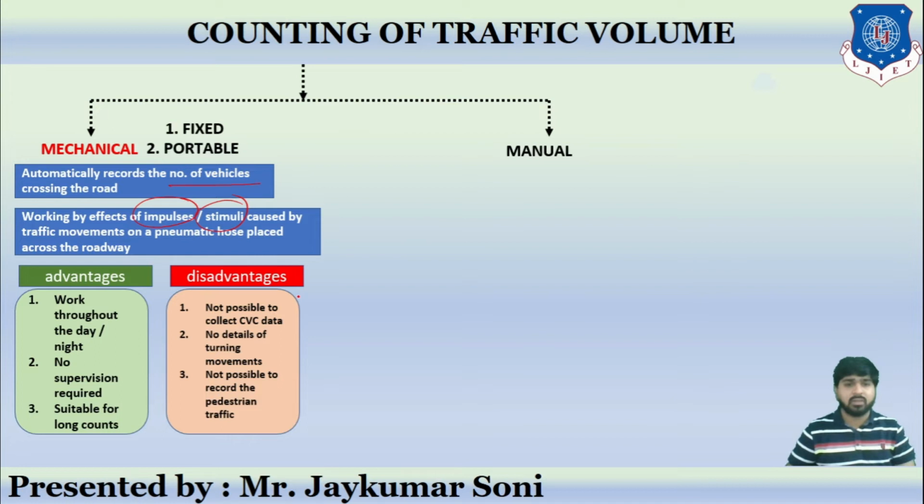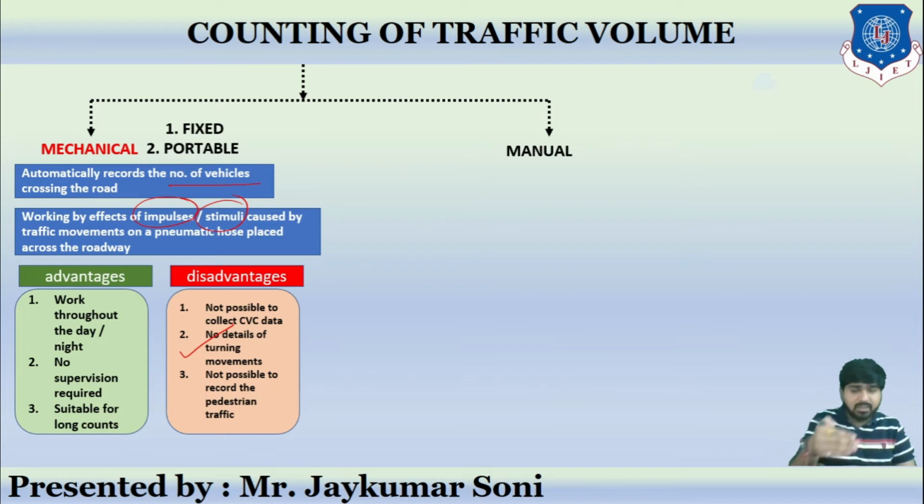Another disadvantage is that the device cannot measure that a car has passed, a two-wheeler has passed, or a rickshaw has passed. These are various classes of vehicle, and they are only observed by humans. As far as your syllabus is concerned, the device will not say that a vehicle has turned right or left after crossing this point. So turning movement data will not be there.